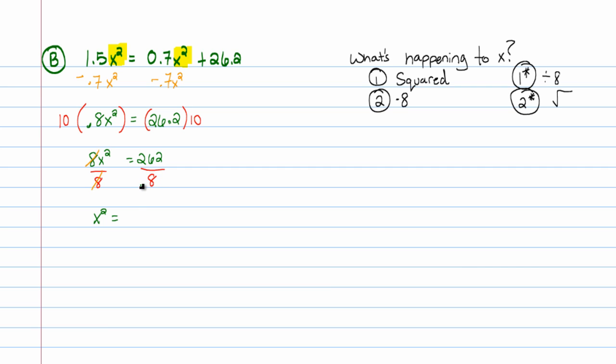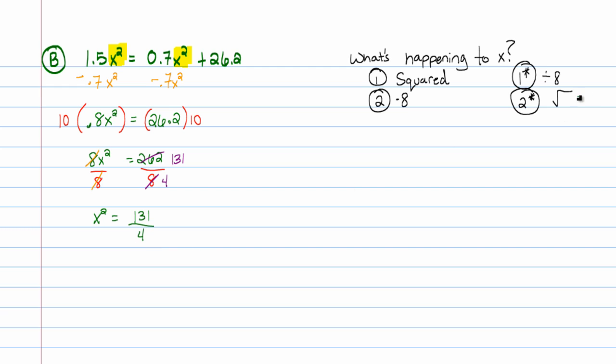equals, and then 262 over 8. 8 doesn't go into 262 nicely, but we can reduce that fraction. So I'm going to go ahead and show the reduction here. They're both even, so they're both divisible by 2. 2 goes into 8 4 times. So basically all I'm doing is factoring a 2 out of the 8 and the 262 and canceling them. 2 goes into 262 131 times. Well, at this point, I know that that cannot be reduced any further, so that's just 131 over 4.